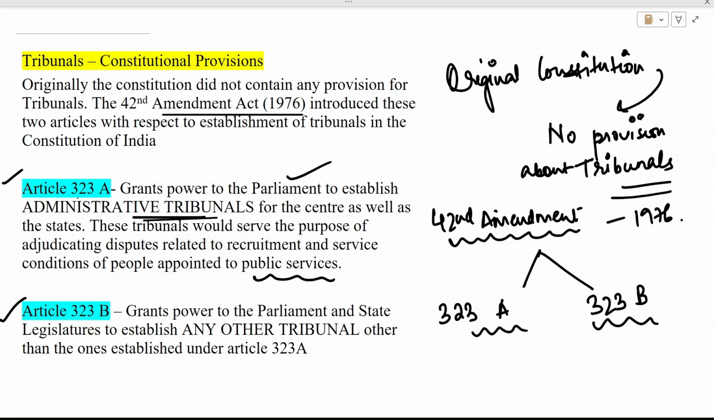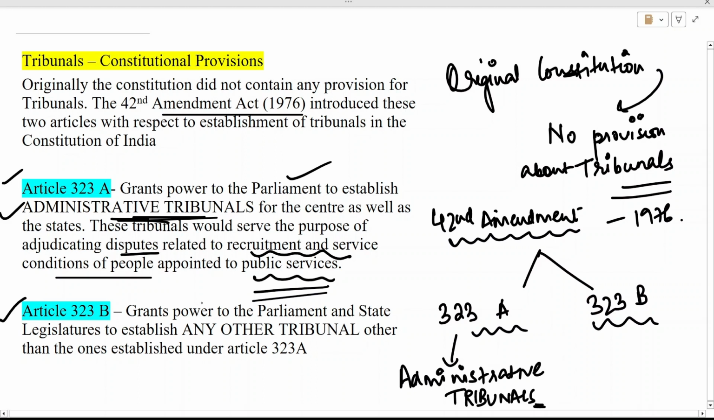For that dispute, I will go to the administrative tribunal. So, for people who are appointed to public services, when there is a dispute related to recruitment and service conditions of these people, then they go to the administrative tribunals. So, Article 323A basically provides for administrative tribunals.